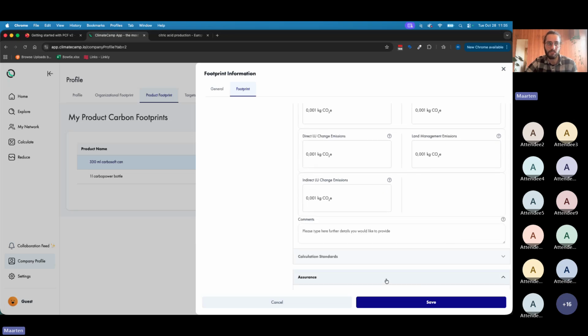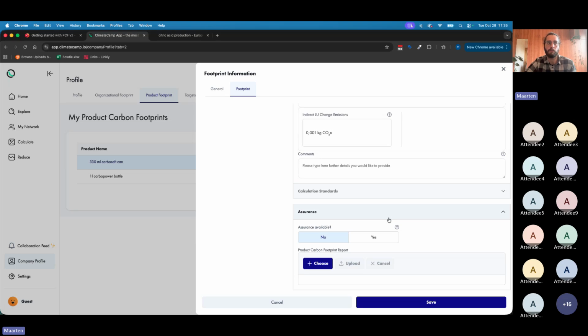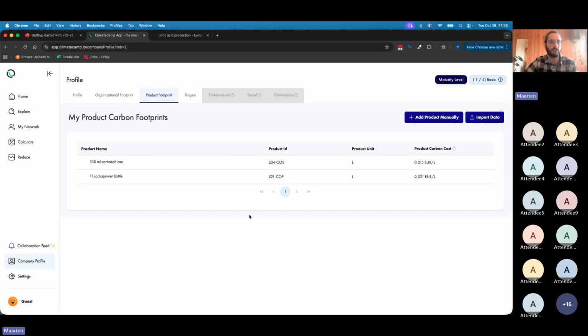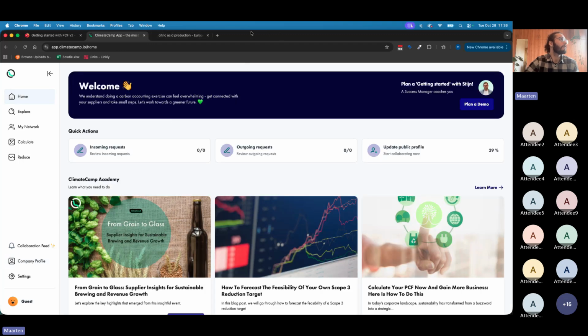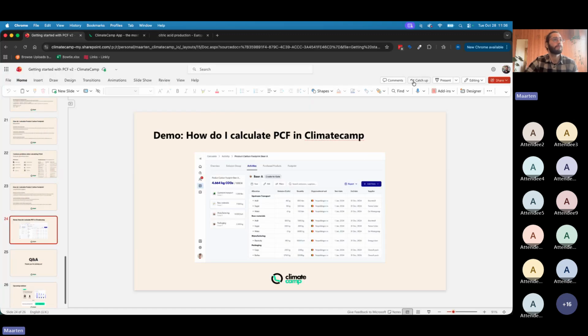And especially, as I mentioned before as well, is there assurance available? Has third-party assurance been done? And if so, can you upload the PCF report or the assurance report, which is linked to your PCF calculation? This way, you can ensure that you only use verified PCFs in your calculations, be it CCF or PCF calculations, and not just any value. So that is something important to keep in mind, that you get high-quality PCF data when you are calculating it yourself. I will now go back to the presentation.